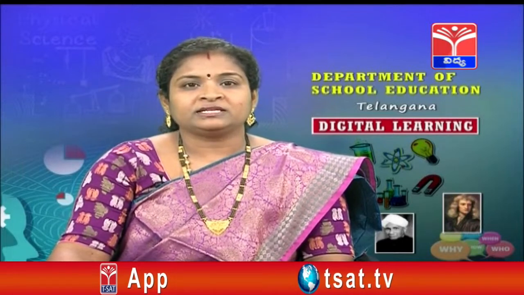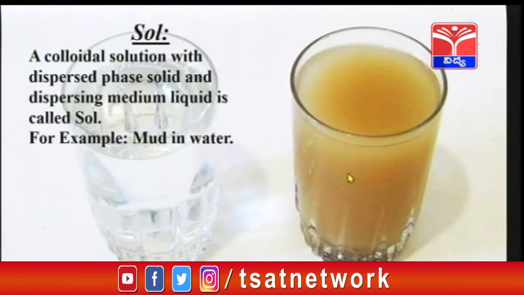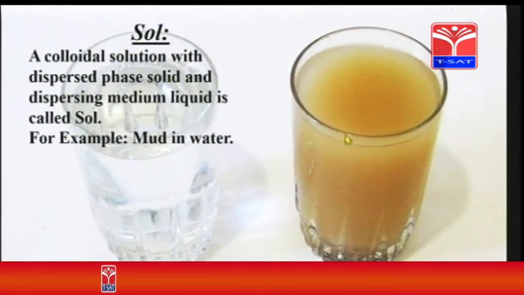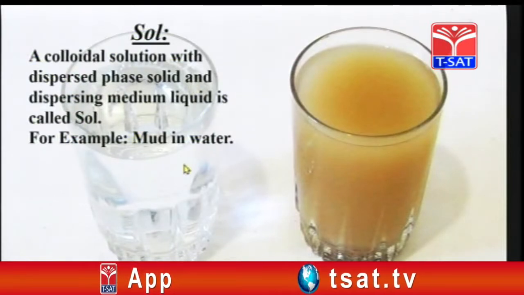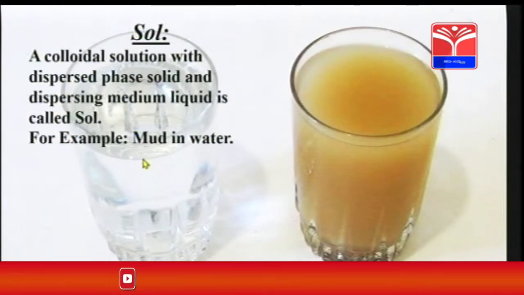Another example is take some mud and dissolve it in water. You can see the mud particles are suspended in the glass. So a colloidal solution with the dispersed phase is solid. Mud is solid, so dispersed phase is solid, and the dispersing medium is liquid, that is water is liquid. It forms a colloidal solution called as sol. So example here we have taken as mud in water.